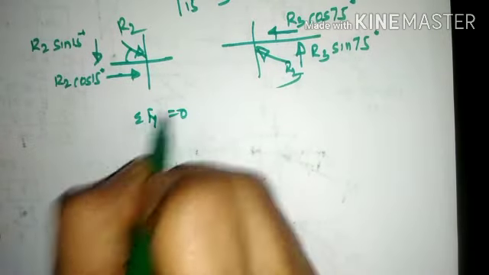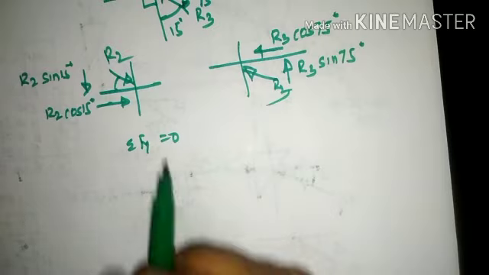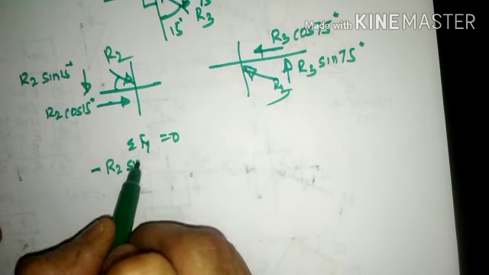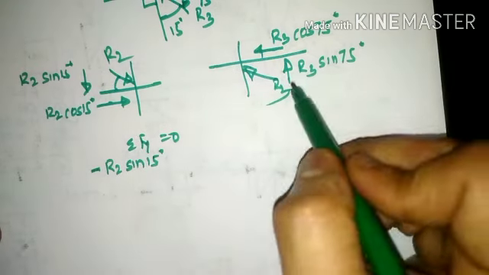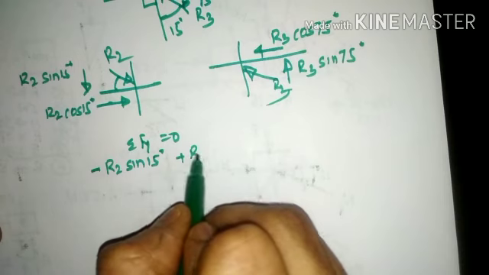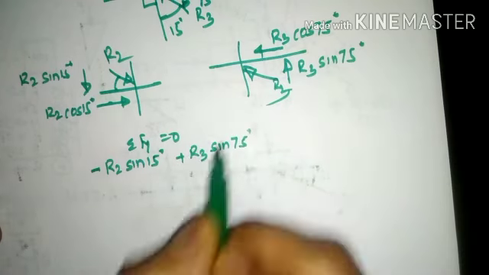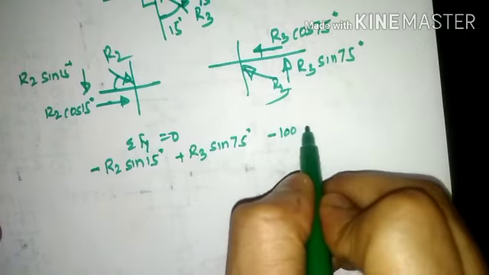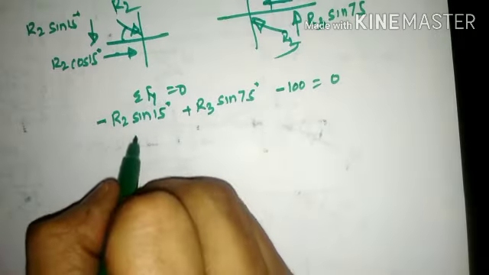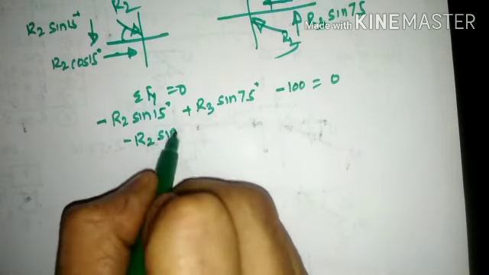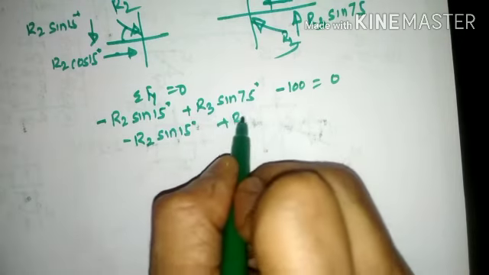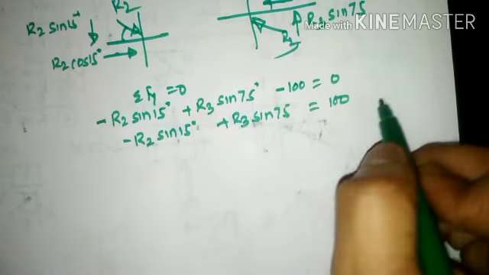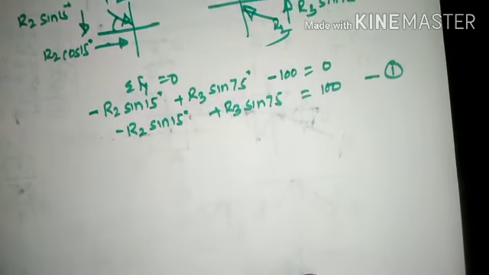So I apply summation Fy = 0. R2 sine 15 is downward, so minus R2 sine 15 degrees. Then R3 sine 75 is upward, so plus R3 sine 75. Then 100 kilonewton is downward, so minus 100, that is equal to 0. As a result, minus R2 sine 15 plus R3 sine 75 is equal to 100, taking it on the right hand side as positive. Name this as equation number 1.